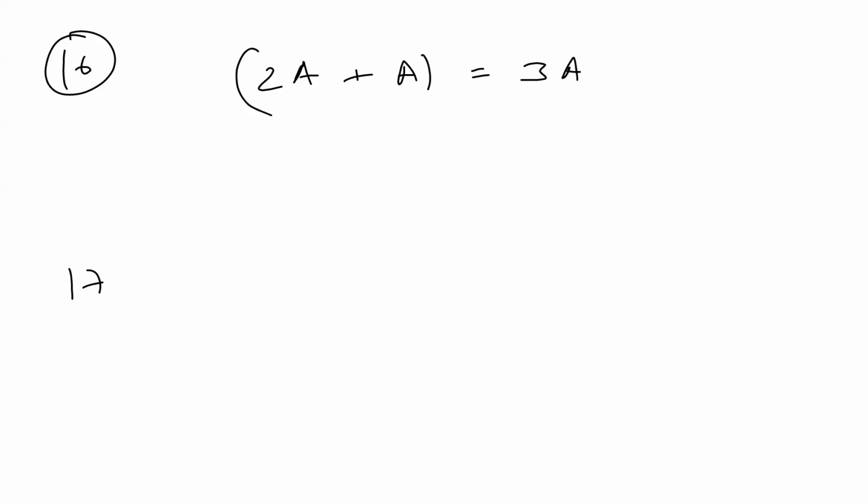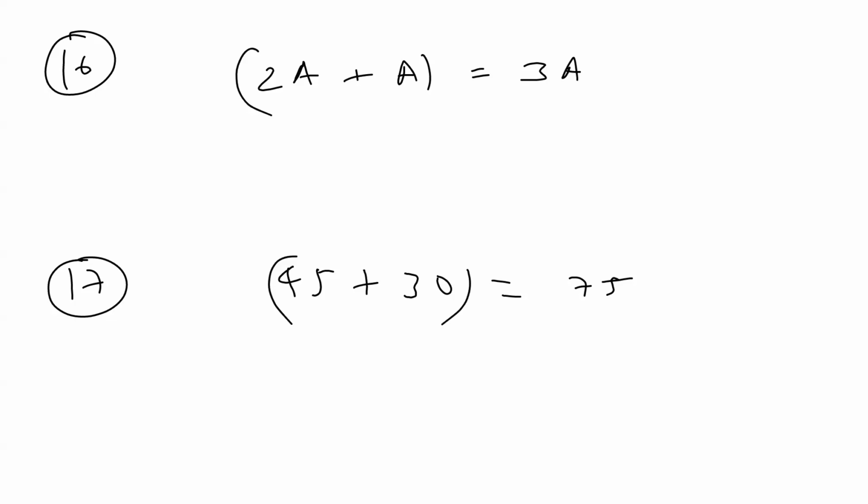For question number 16, I'm just giving you the hint. 2a plus a is equal to 3a. Now take tan on both the sides. Question number 17, again I'm giving you the hint. 45 plus 30 is equal to 75. Now take tan on both the sides and you can prove. But in question number 17, don't put the value of tan 30, which is a standard value. Only tan 45 you can put. That is the end of exercise number 1 of compound angle.